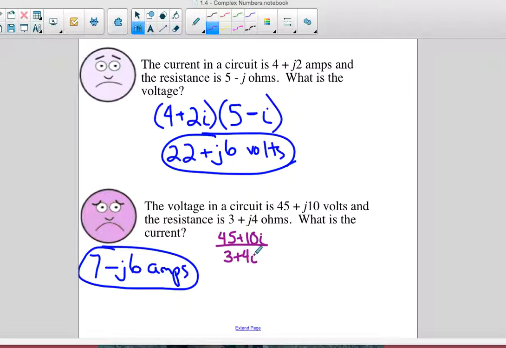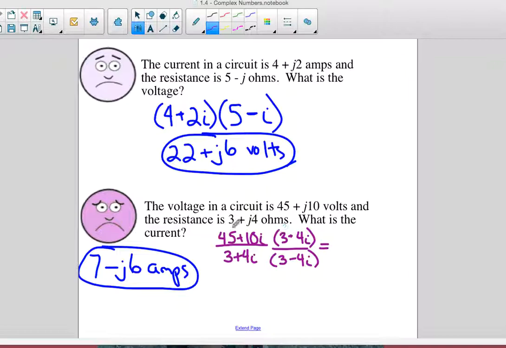So I have a complex number in the denominator. I'm going to multiply it by the conjugate, so 3 minus 4i on the bottom and 3 minus 4i on the top. And then that will give me something more complicated on the top, right?